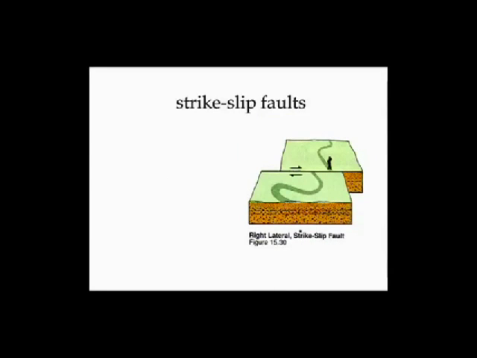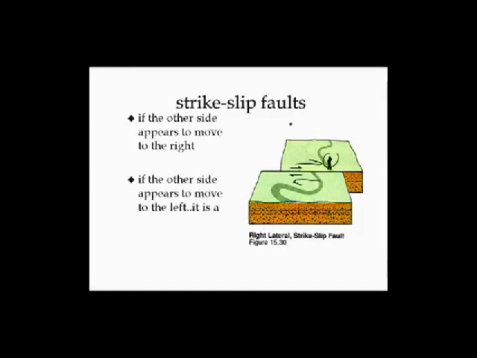A strike-slip fault, horizontal movement, you have, in this example, the side across from us looks like it moved to the right. But that guy looking at us says, no, no, no, no, you moved to the right. It doesn't really matter which side you're standing on. The other side looks like it moved to the right.